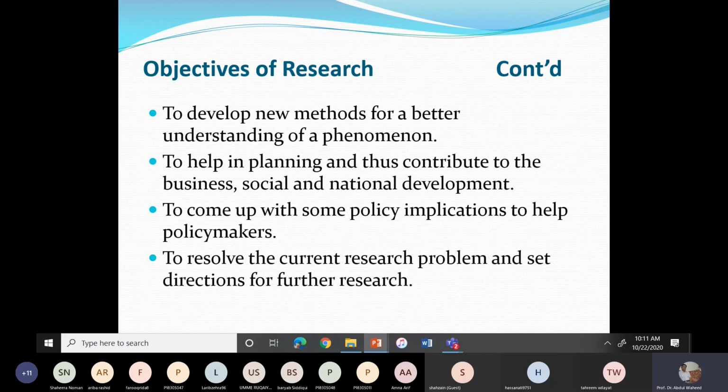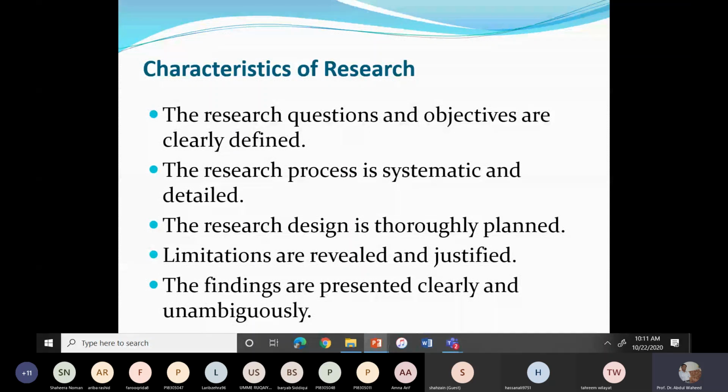For example, I pick the SAARC countries for a particular study. Then I can say that another researcher can pick developing countries. Then developed countries can also be included to increase our sample. And these are the characteristics of research.